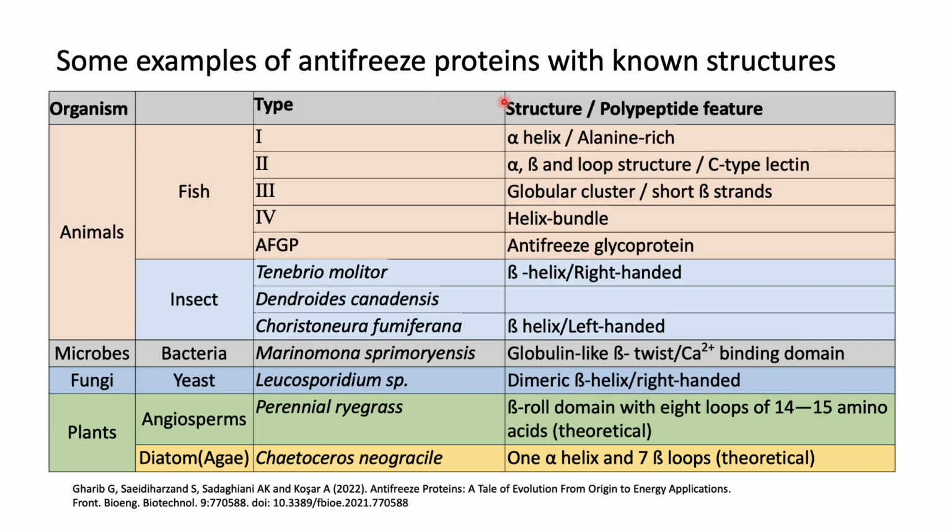Let us look at some examples of antifreeze proteins with known structures. So we have seen four types of antifreeze proteins, 1, 2, 3, 4, and antifreeze glycoproteins. These are present in fish, and here are the structural or the polypeptide features. They have the alpha helix with the alanine rich, which means they belong to type 1.